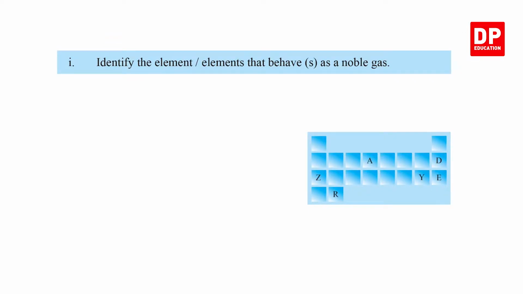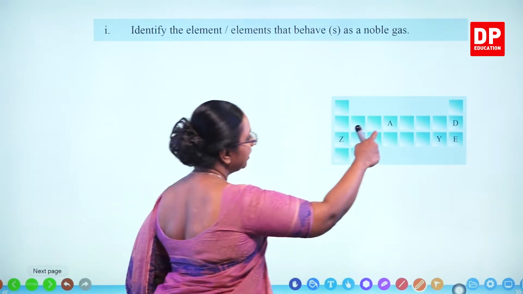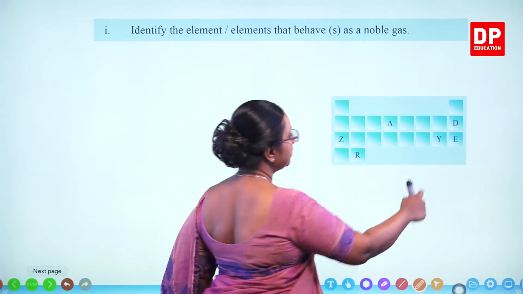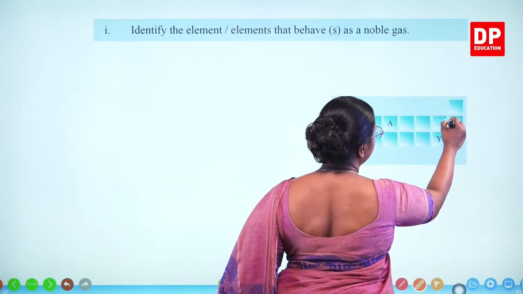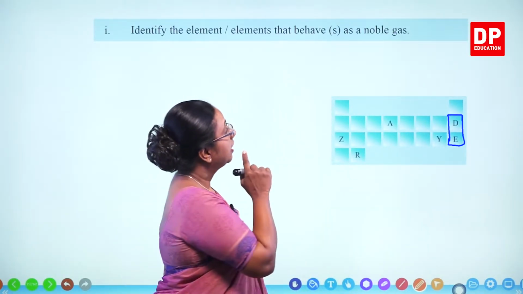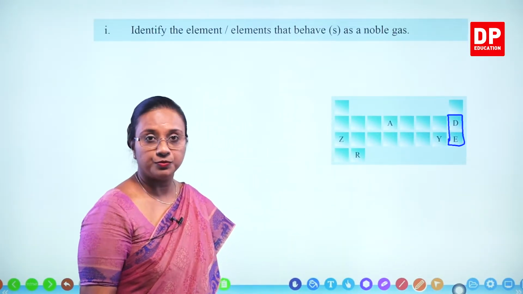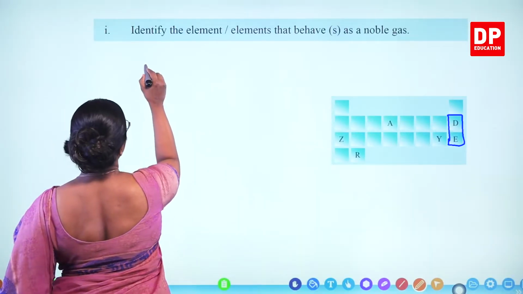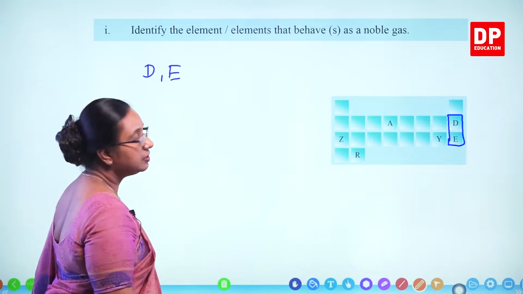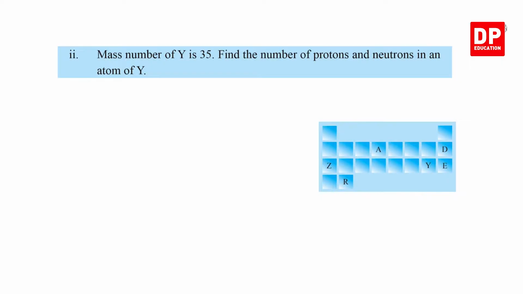Identify the element or elements that behave as noble gases. We already identified the elements. D and E, you can see here, they belong to group 8. So these are the noble gases. Remember, you have to write the symbols given to you. So you have to write it as D and E. Those are the noble gases. Then we'll go to the next question.